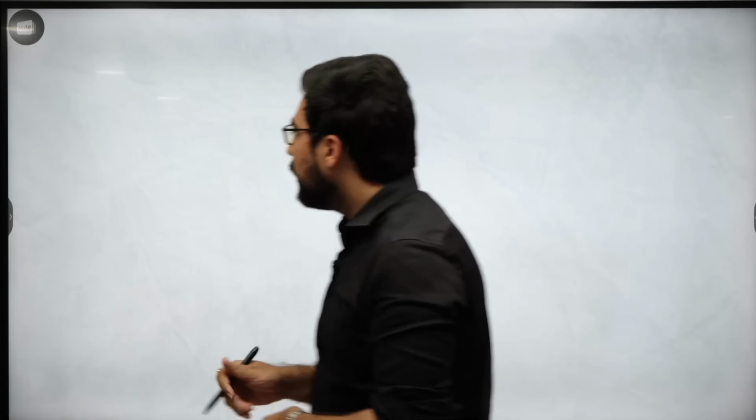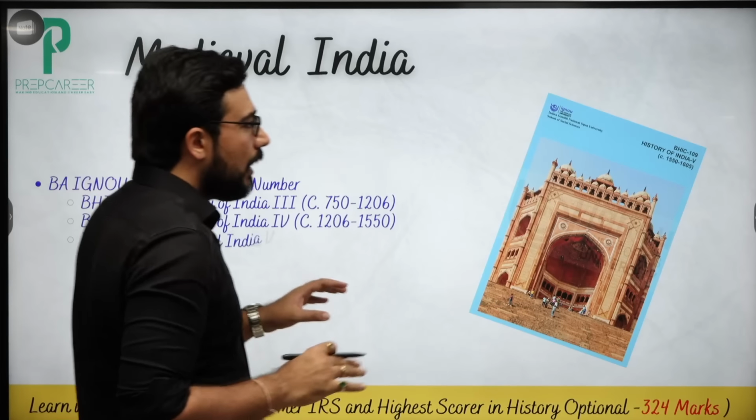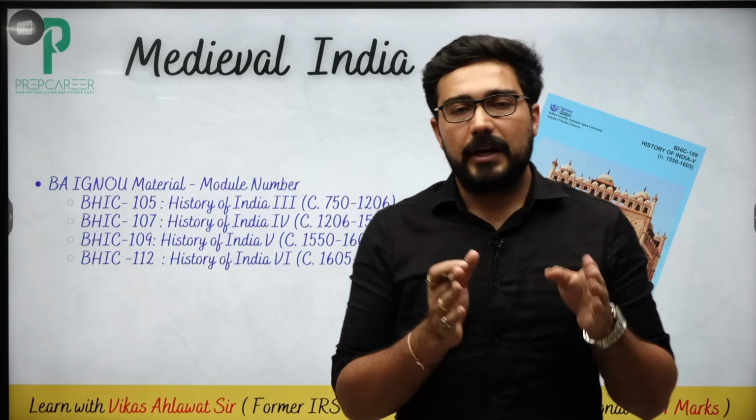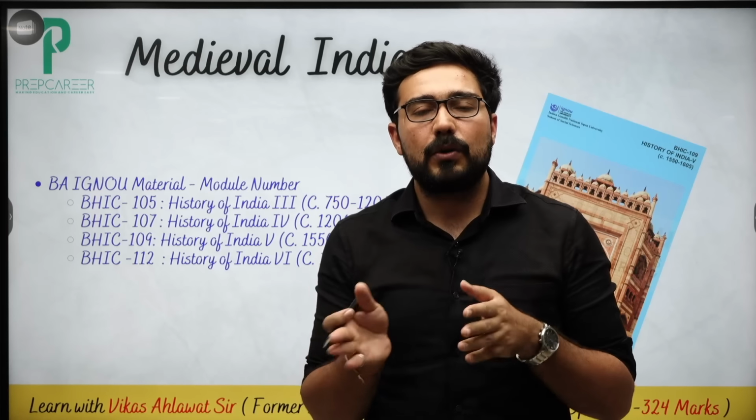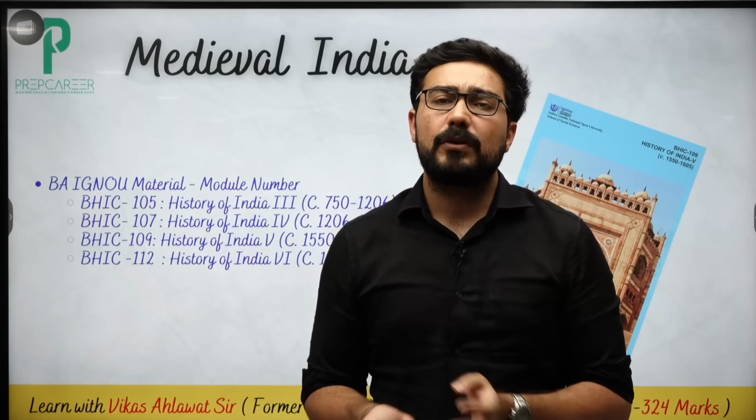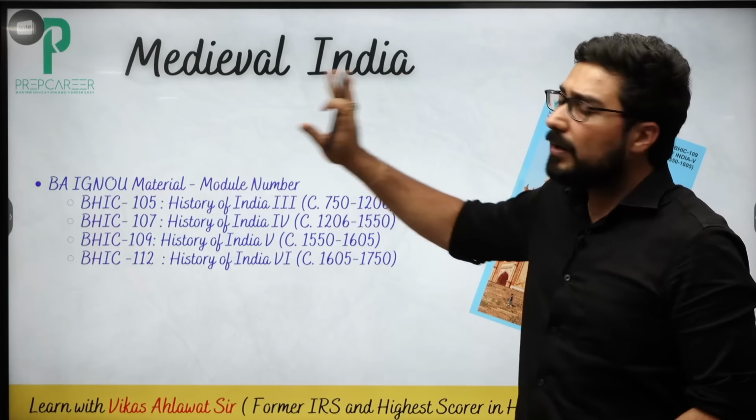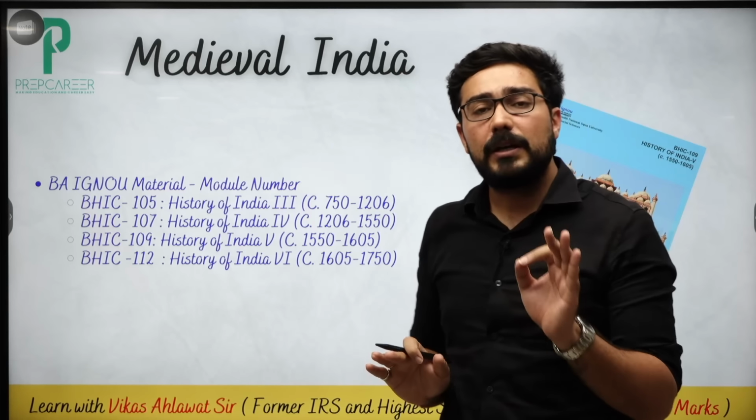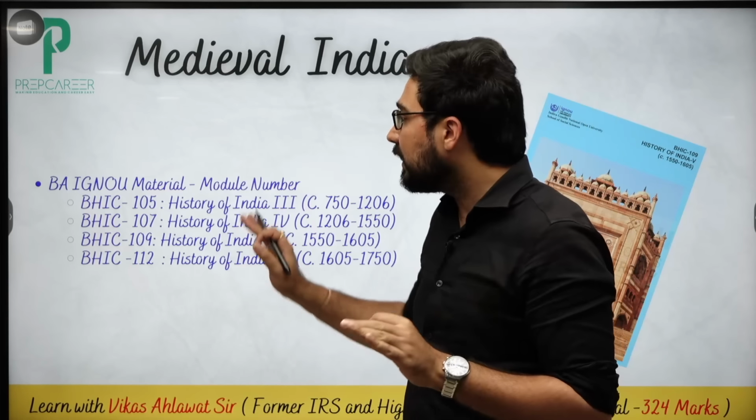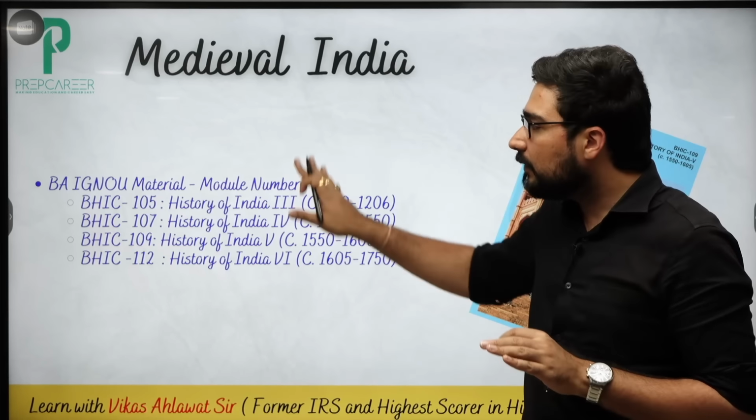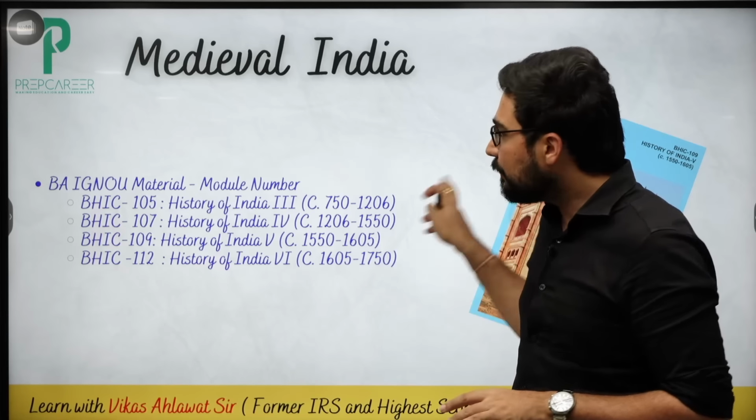For medieval India, I'm not recommending Satish Chandra. Let's make it very clear, that book is okay from the GS point of view, but from the optional point of view it's a very one-sided book and doesn't take into account economy, foreign policy, etc. And even the syllabus of UPSC is directly made from BA IGNOU. Yes, BA IGNOU, not MA IGNOU. Keep that in mind. So 4 parts are there. We'll go into the depth of all of them later on.